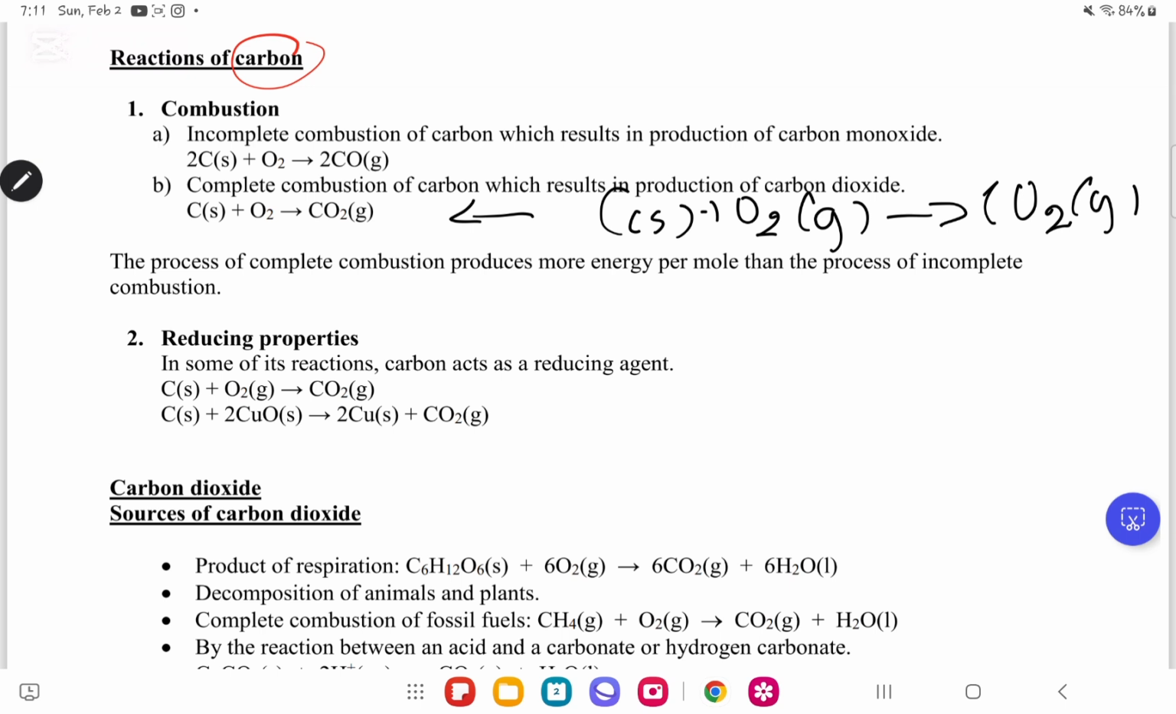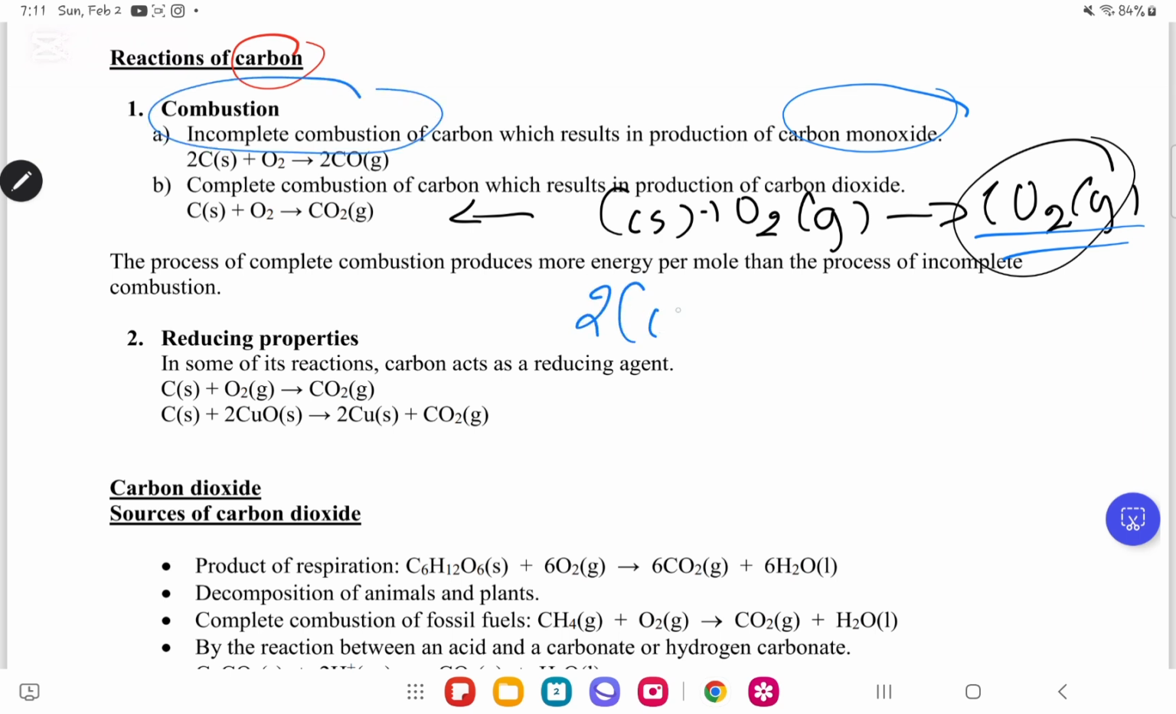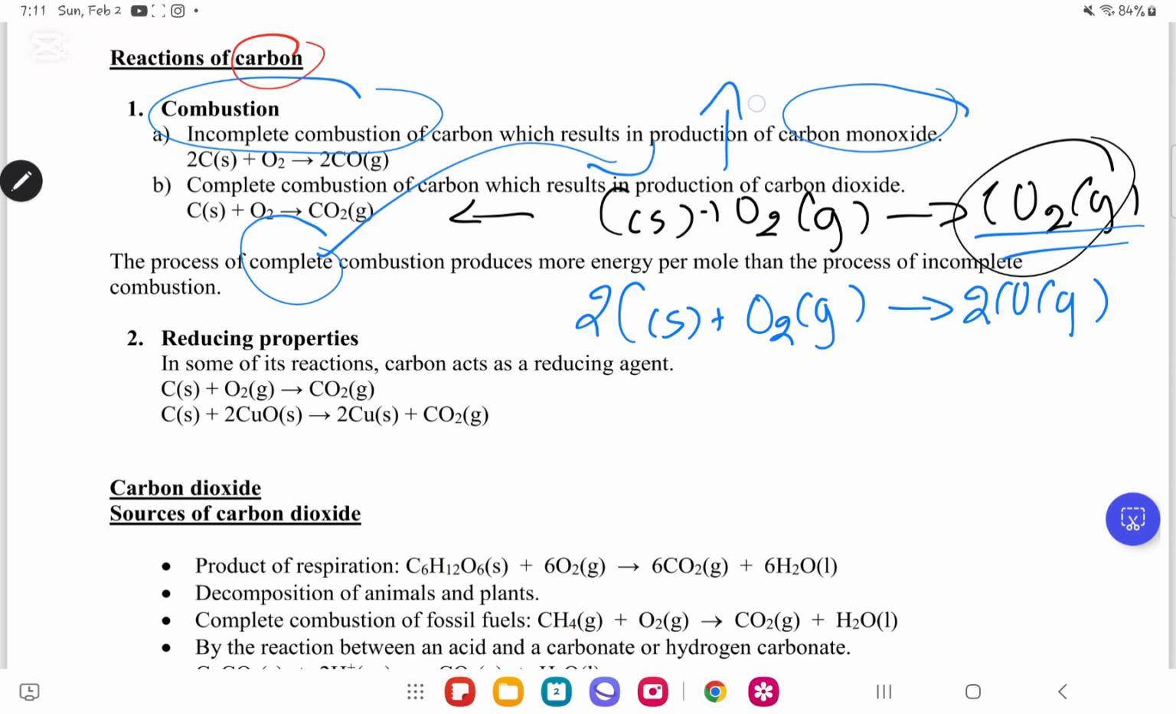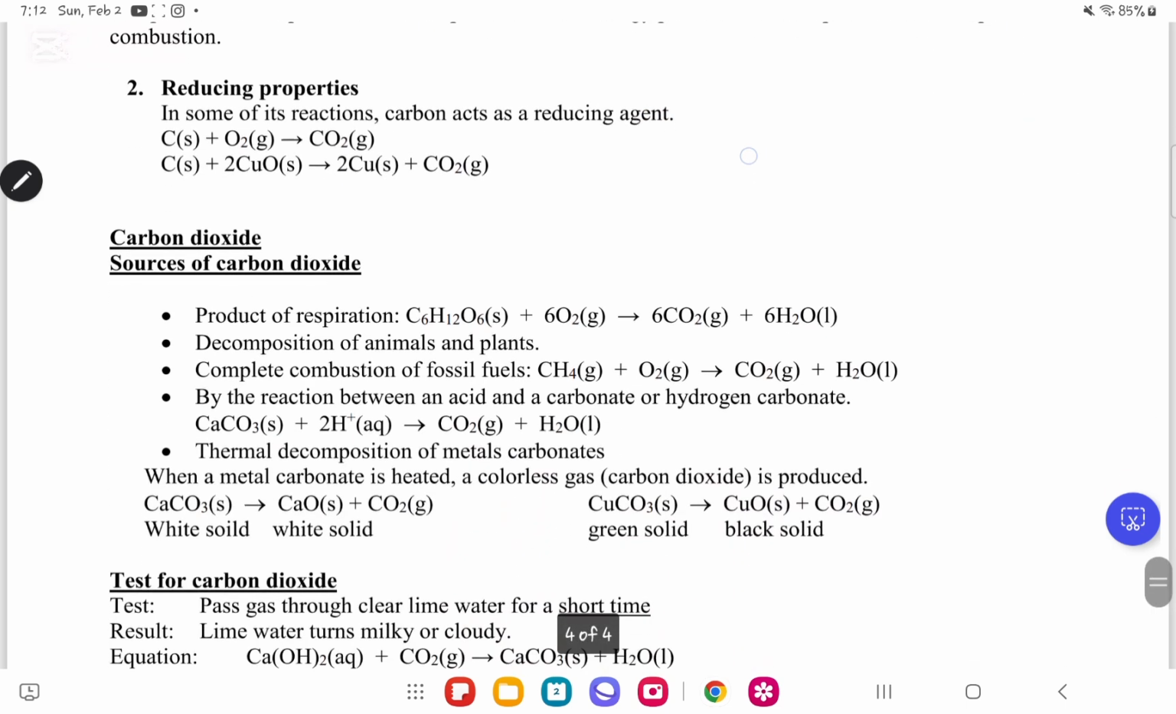Okay, but this is if you are looking to form carbon dioxide. But if you are not looking to form carbon dioxide, instead you're looking to form carbon monoxide, you are gonna do incomplete combustion, which is 2C solid plus O2 gas will help us form 2CO gas. Okay, now the process of complete combustion produces more energy than incomplete, so definitely remember complete combustion has more energy than incomplete.